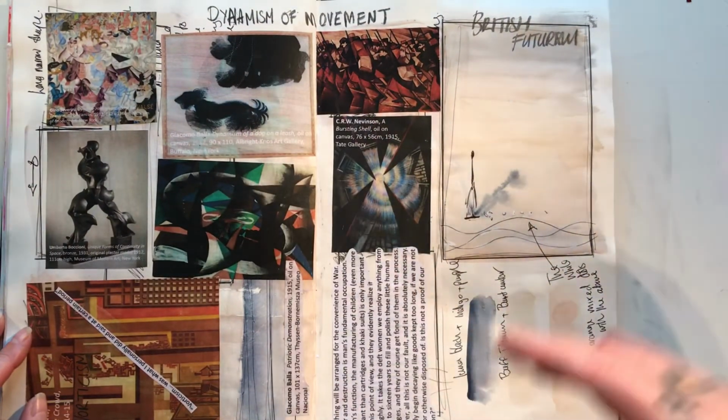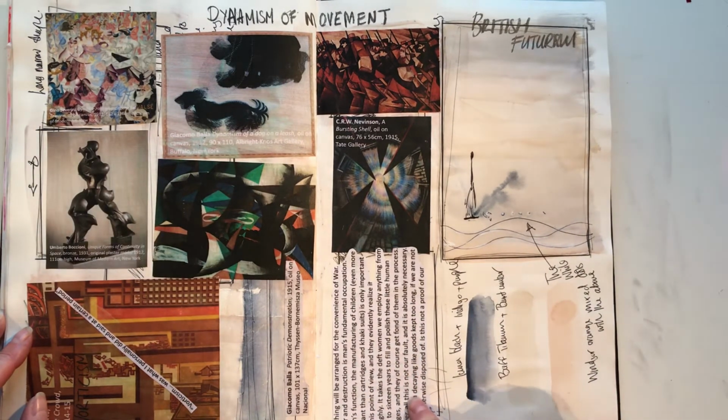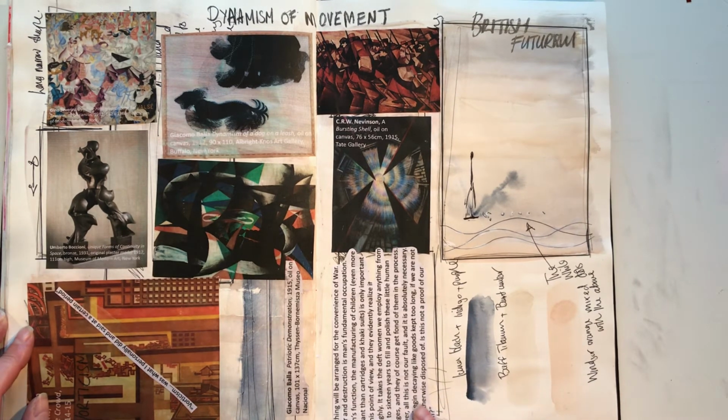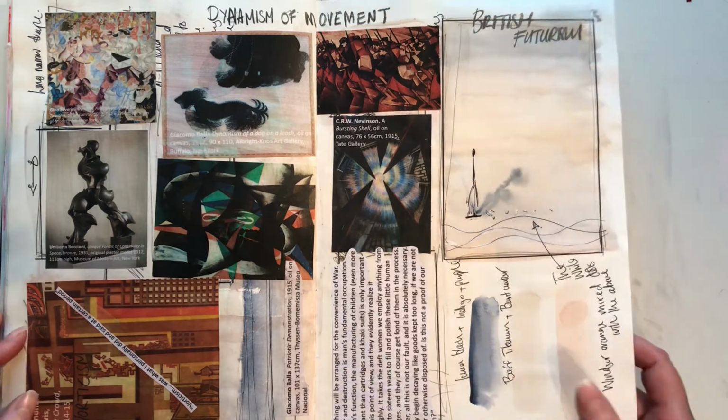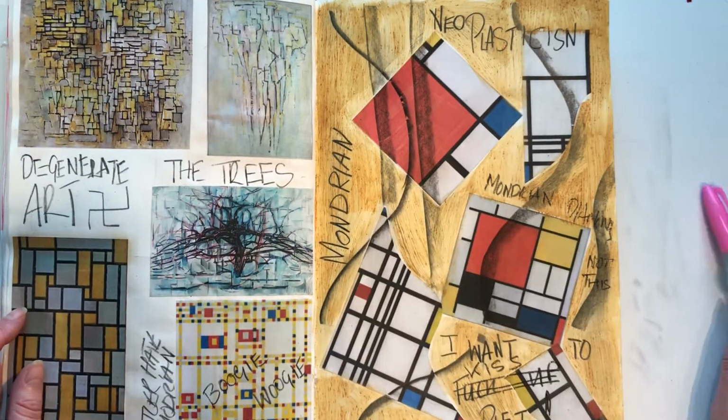Dynamism of movement. So obviously, I'm talking about that, and I'm cutting things out here. Everything will be arranged for the convenience of war. Murder and destruction is man's fundamental occupation. It probably is. They're probably right. Who knows? Yeah. There we go.